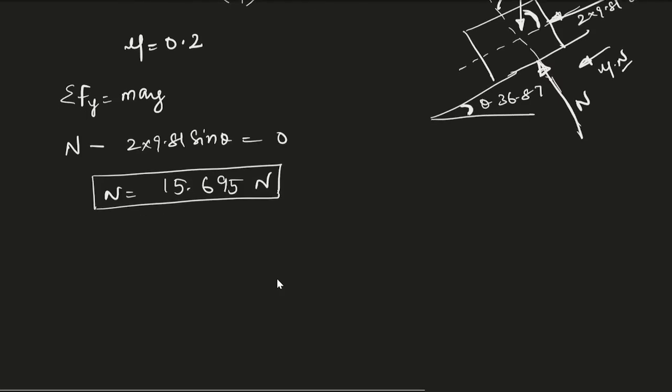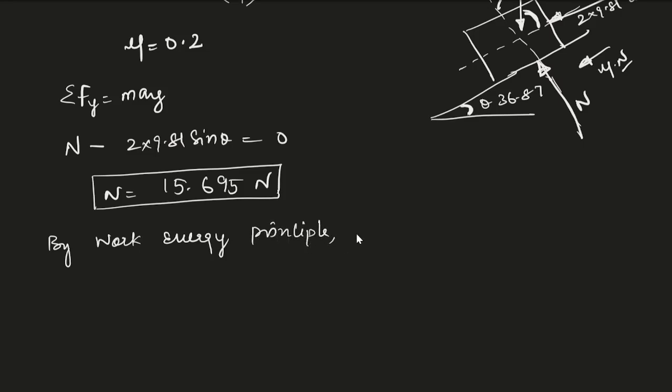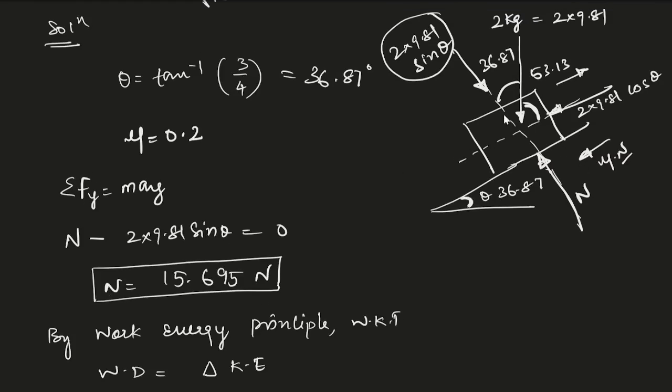Okay. Now we can apply the work energy principle. We know that work done equals change in kinetic energy. Here if you see, in this block we have so many forces acting. First of all, we have to check the direction of the box. The box is moving upward, in the slant direction parallel to the slope of the plane.